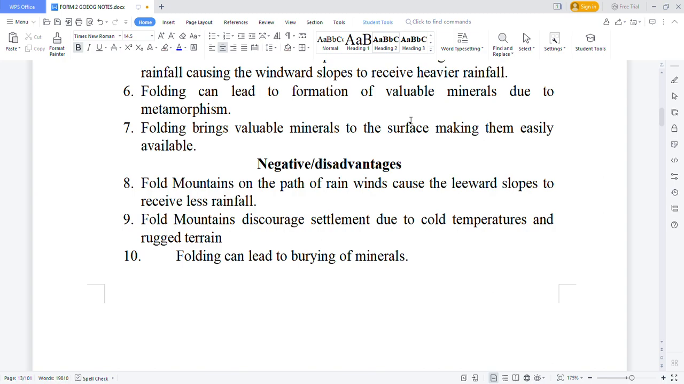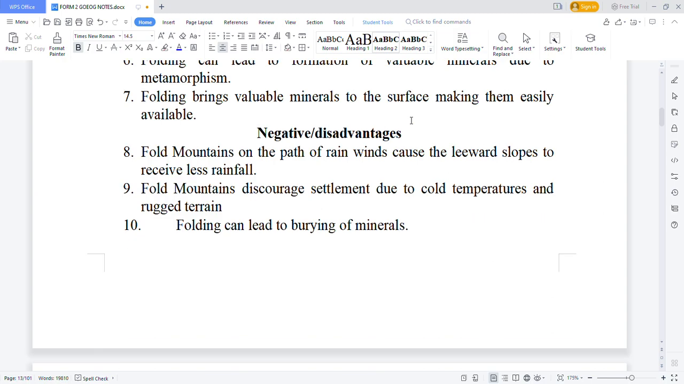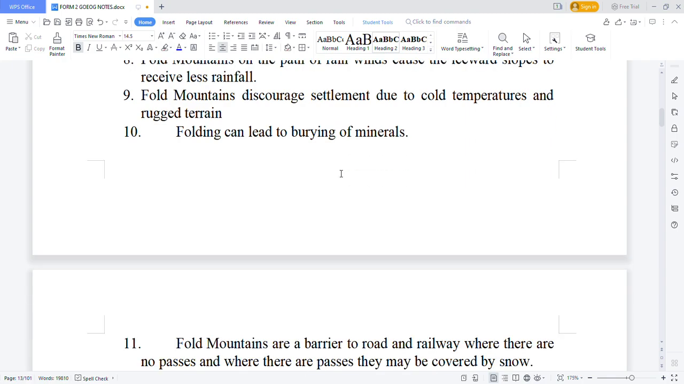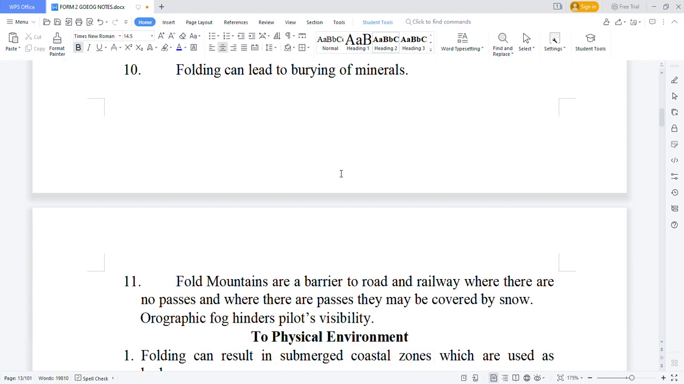Negative effects of folding, or what are the disadvantages of folding? The first one, fold mountains on the path of rain winds cause the leeward slopes to receive less rainfall. Fold mountains discourage settlements due to cold temperatures and ridged terrain. Folding can lead to burying of minerals.